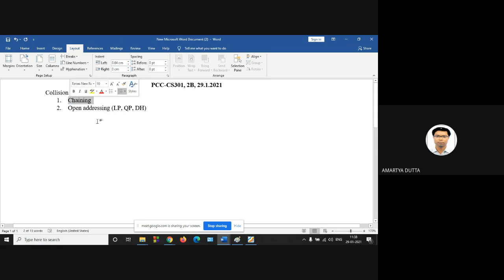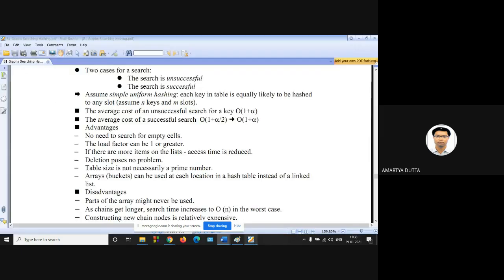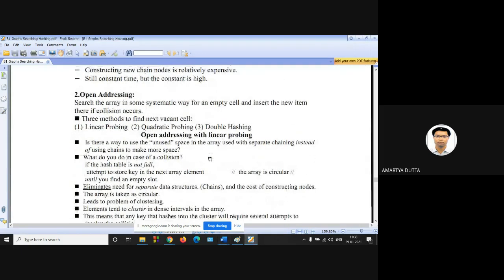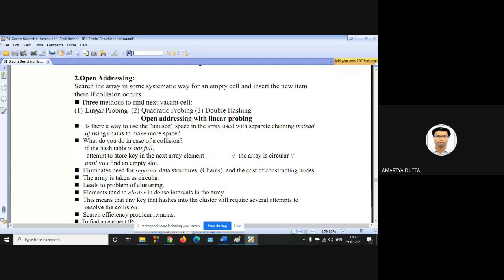In case of open addressing, there are three methods to find the next vacant cell: linear probing, quadratic probing, and double hashing. Linear probing means if a collision occurs, then we have to move to the next slot, the next array index, in a linear fashion.